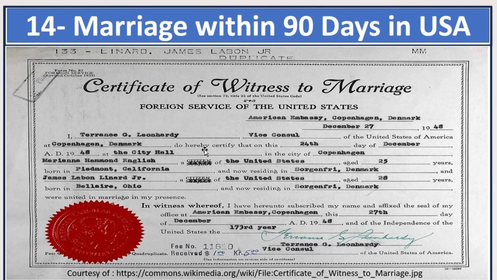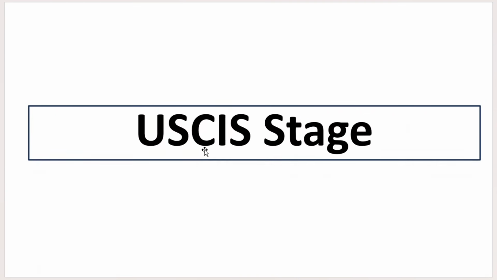And step number 14 is marriage within 90 days in the US. That's called the 90-day rule. Once you arrive in the United States, you have only 90 days to get married. The rules tell you to marry within 90 days. If not, your status will be changed. So once you get married, you're going to go again to the USCIS stage.